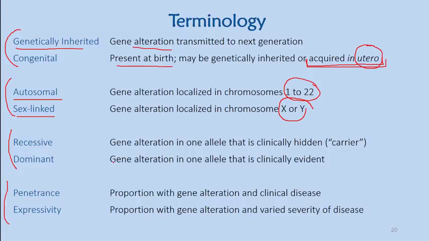Recessive, this is a gene alteration in one allele that is clinically hidden. So these people are considered a carrier. So again, with recessive, remember back to talking about genetics and how we have what's called a genotype, and this is just an example that I'm giving you. So this here is a genotype. And what you end up expressing ends up being your phenotype, right?